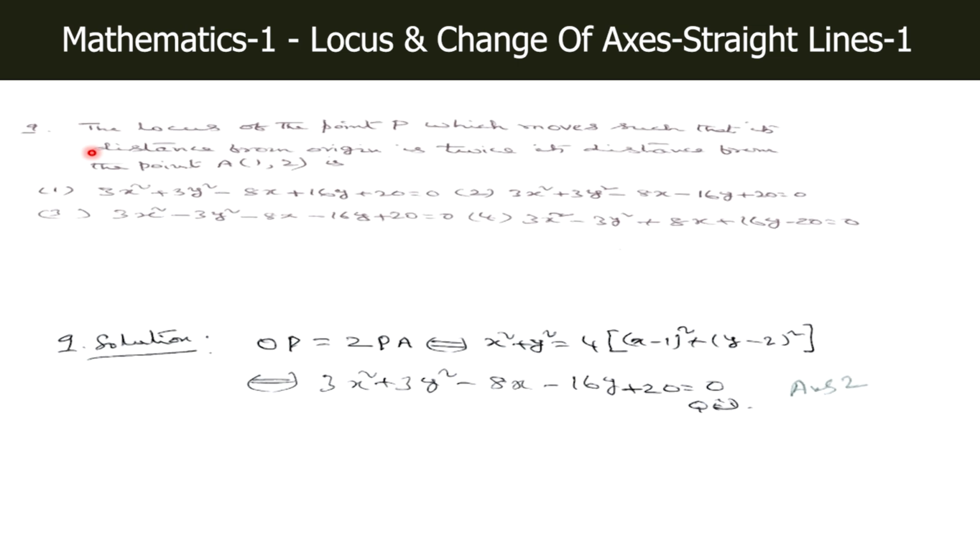Question number 9. The locus of the point P which moves such that its distance from the origin is twice its distance from the point A(1, 2) is so and so, with the given options.